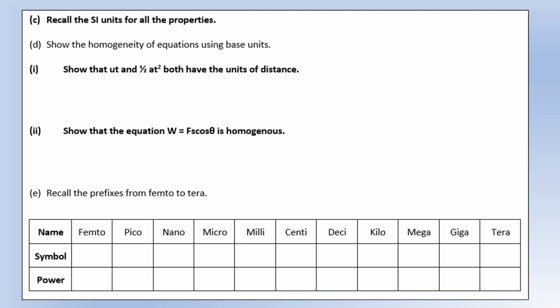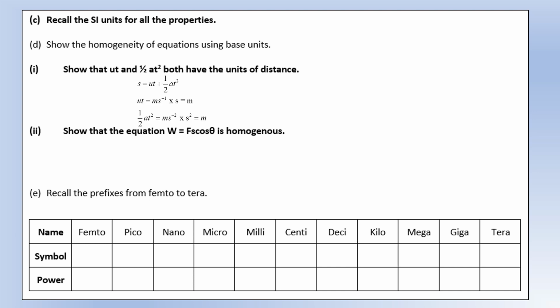So the first thing we're going to look at is showing that ut and half at squared both have the units of distance, because you should know the equation s equals ut plus half at squared, and you can only add stuff if they have the same unit. So we should be able to show that.